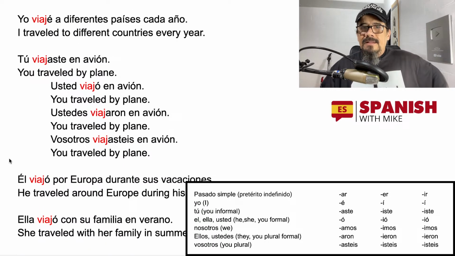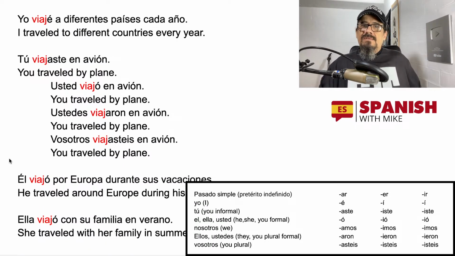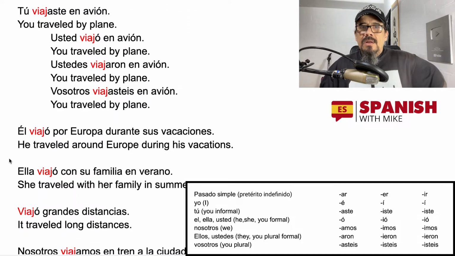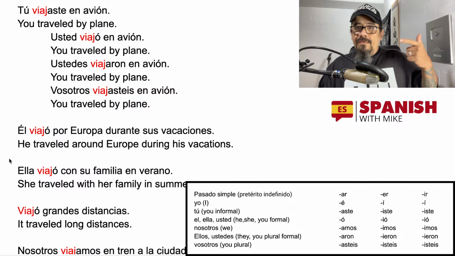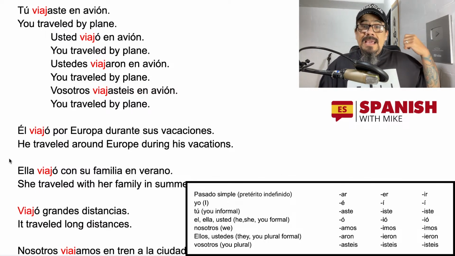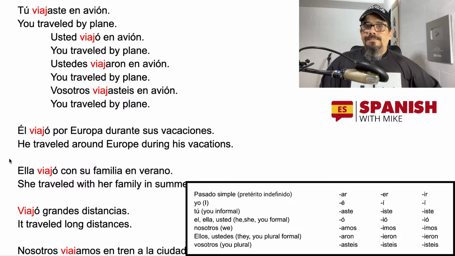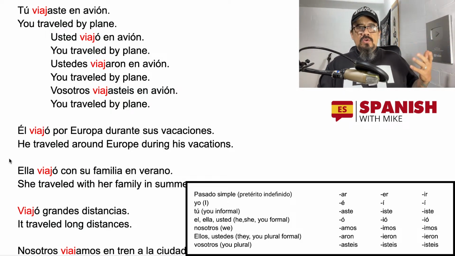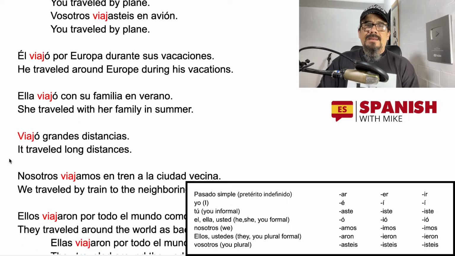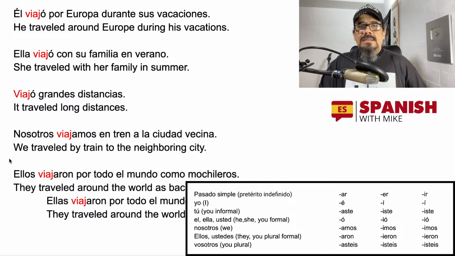Yo viajé a diferentes países cada año. I traveled to different countries every year. Tú viajaste en avión. You traveled by plane. Singular and formal close relationships. Usted viajó en avión. Singular formal. Ustedes viajaron en avión, plural. Vosotros viajasteis en avión, plural, Spain. Él viajó por Europa durante sus vacaciones.